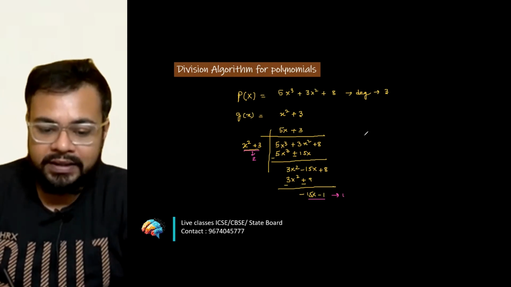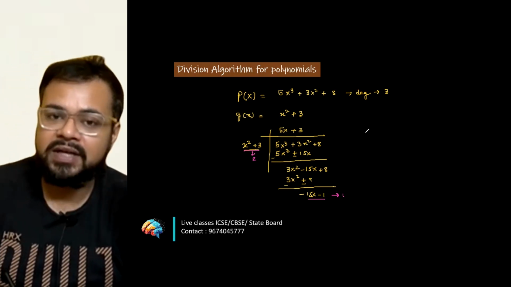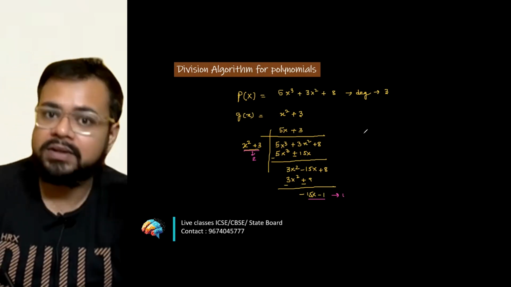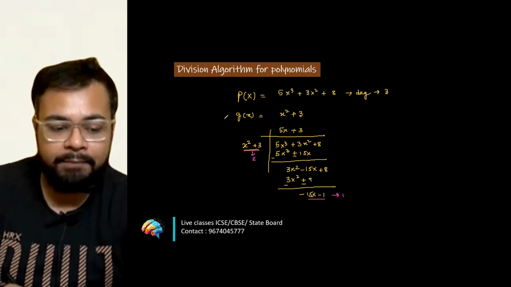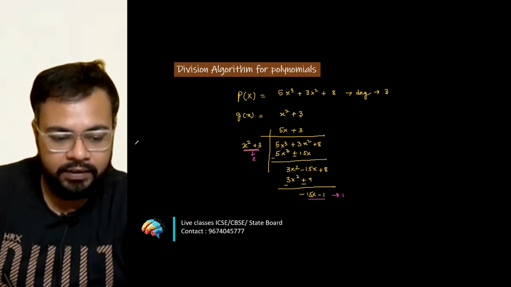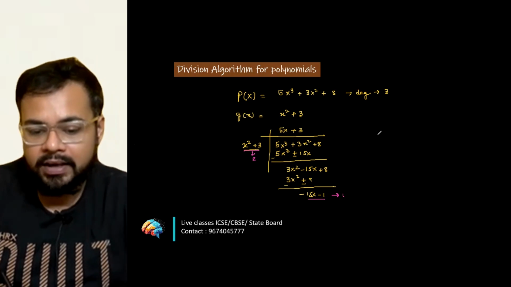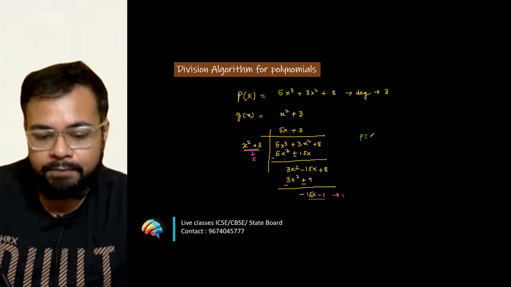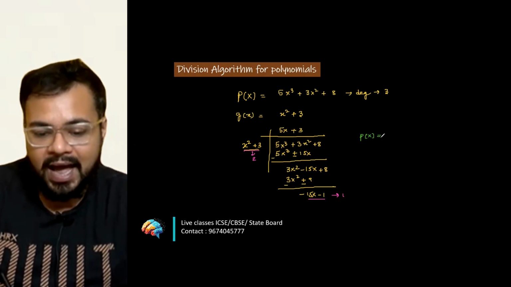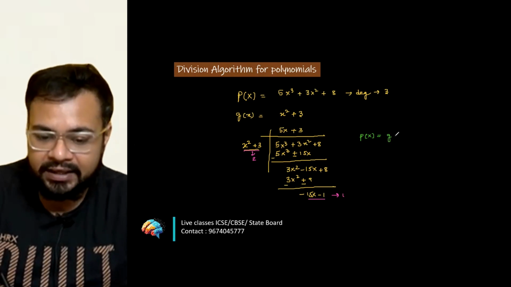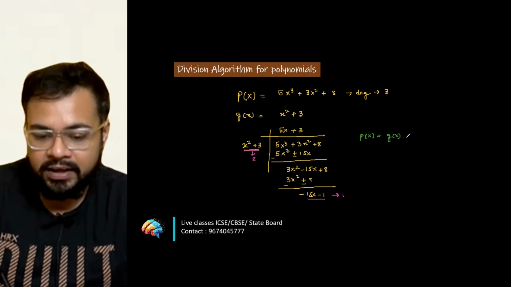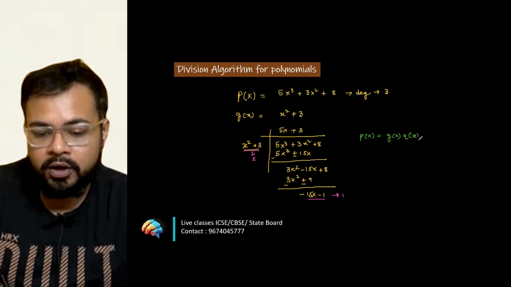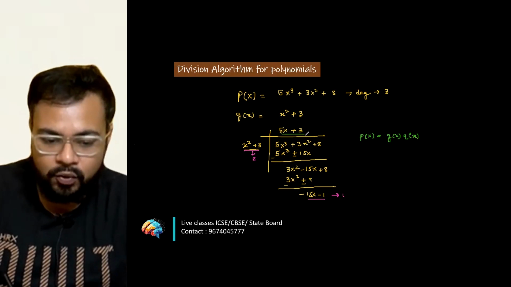So that same idea, division algorithm for numbers, for integers, is applicable for polynomials as well. What I'm trying to say here is that if you take any polynomial px, which is the dividend, and you want to divide it with gx, which is the divisor, you would be getting a unique polynomial called qx, that is the quotient.